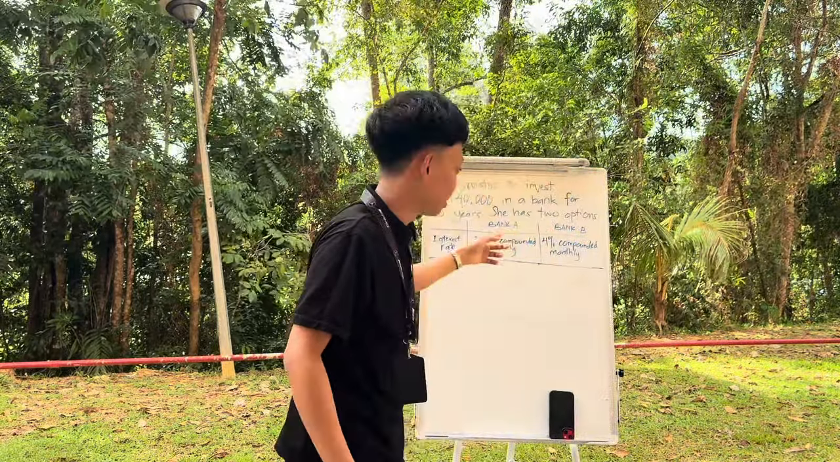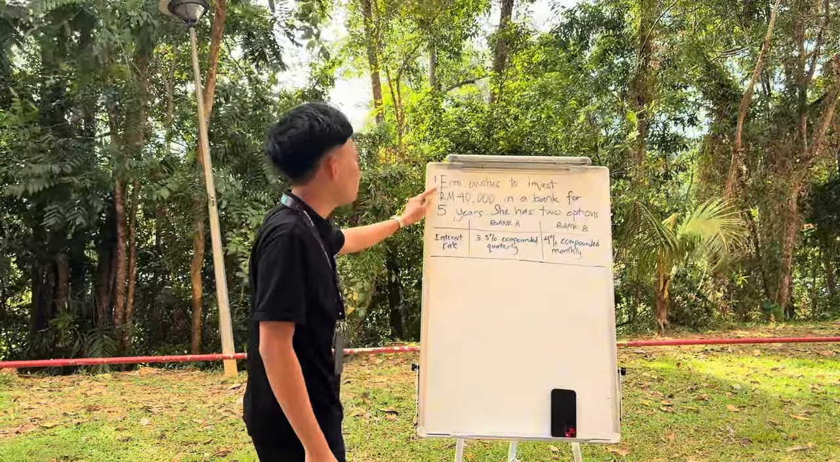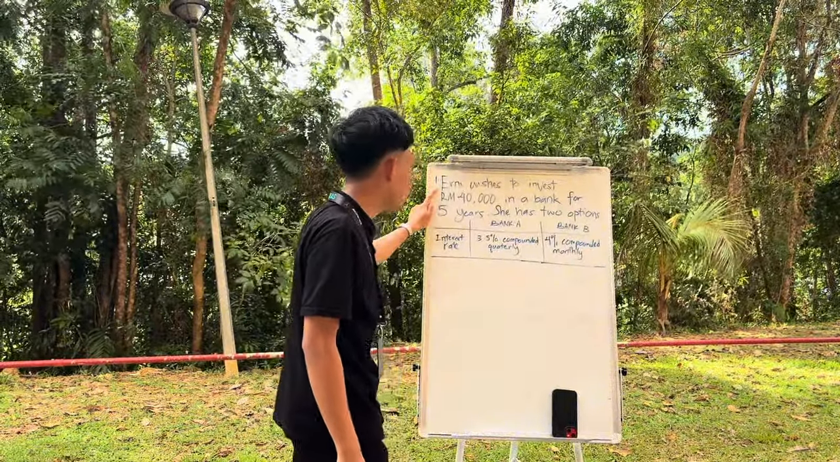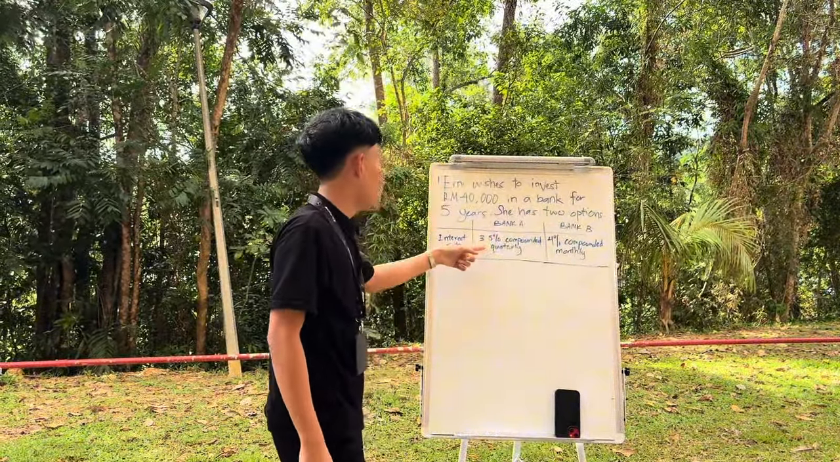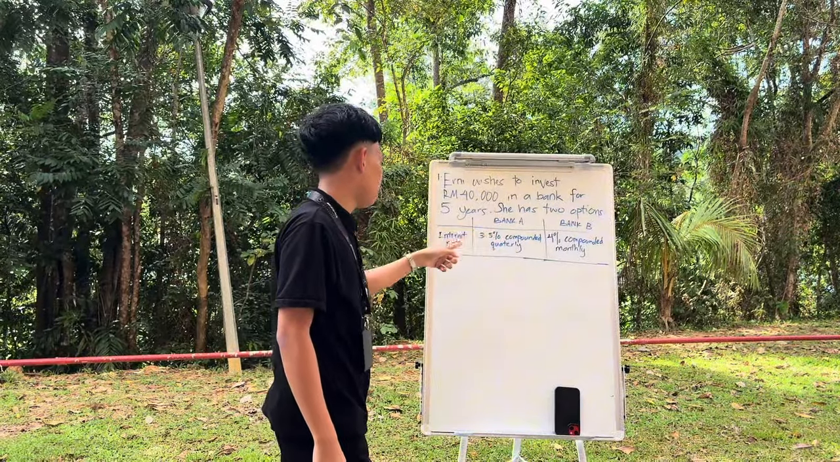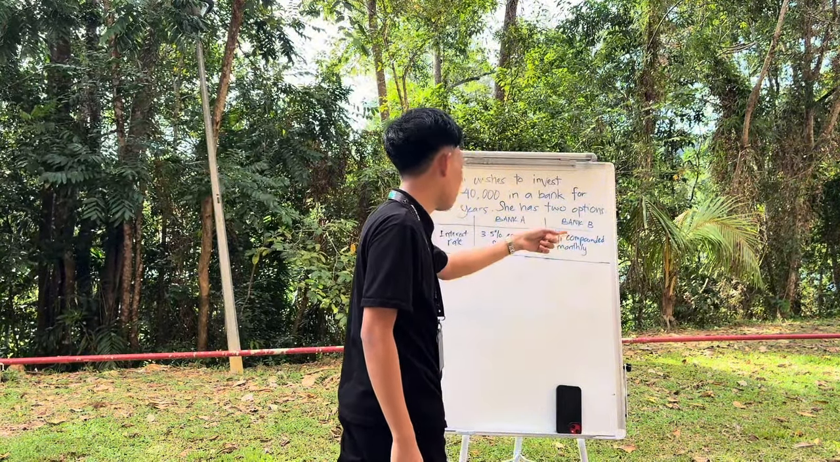Guys, how to do this? Okay, for question 1, Amy wishes to invest RM40,000 in a bank for 5 years. She has two options, bank A or bank B. For bank A, she will get a 3.5% interest rate. For bank B, she will get a 4% interest rate.